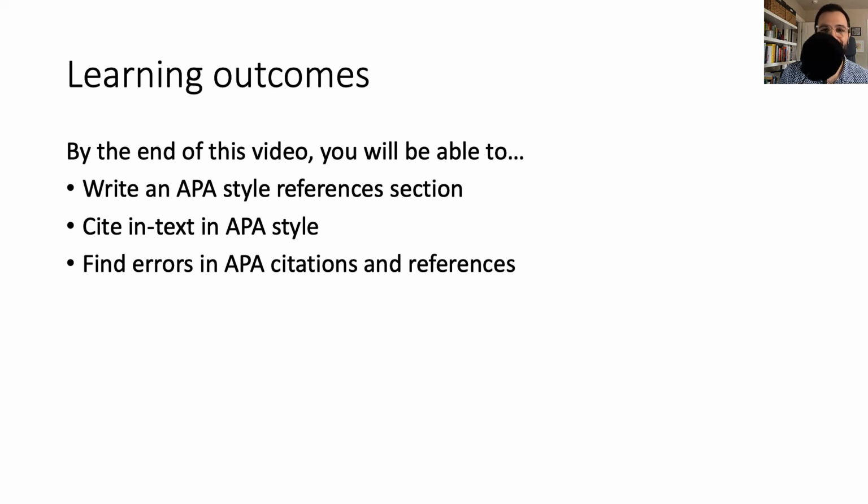This video is primarily for writing and psychology. In this video, we're going to talk about how to write a reference section in APA style. We'll talk about how to cite in text in APA style, actually in the reverse order, and then we'll finish by looking for some common errors in APA citations and references so that you can go forward to write your own and then find errors in your own and help others by finding errors in theirs.